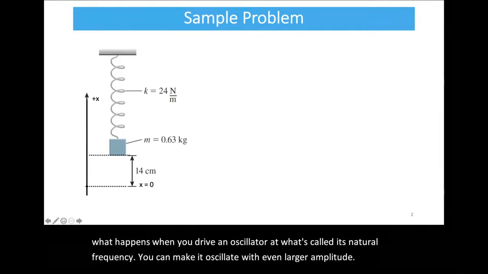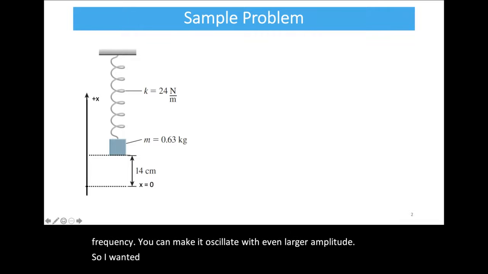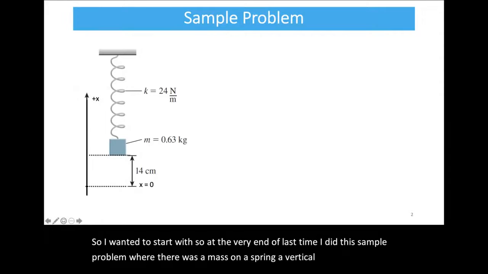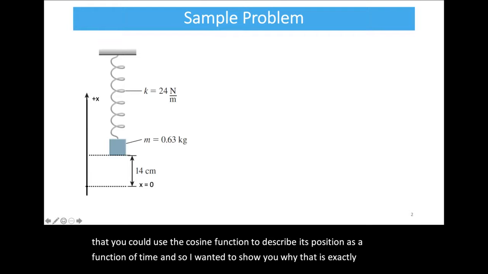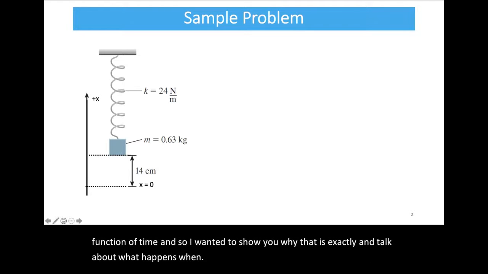So I wanted to start with, at the very end of last time, I did the sample problem where there was a mass on a vertical spring, and somebody picked the mass up and then dropped it and it started undergoing simple harmonic motion. And I said that in that particular case, you could use the cosine function to describe its position as a function of time. I wanted to show you why that is exactly and talk about what happens when that's not your starting condition.